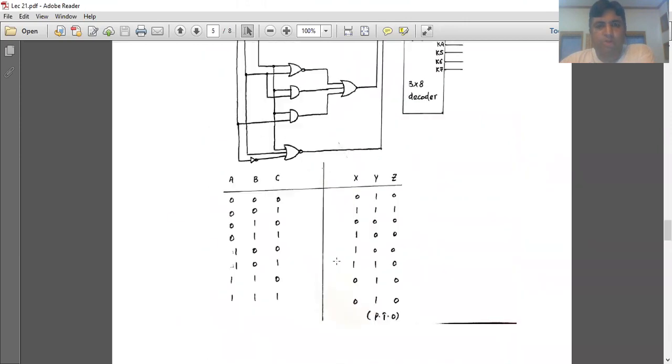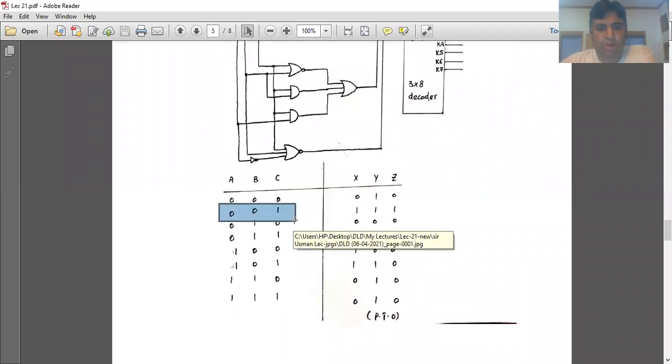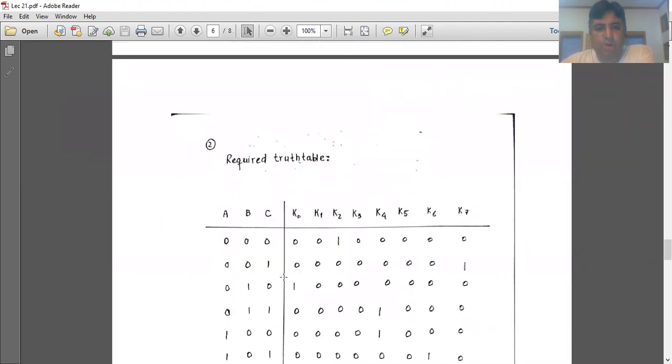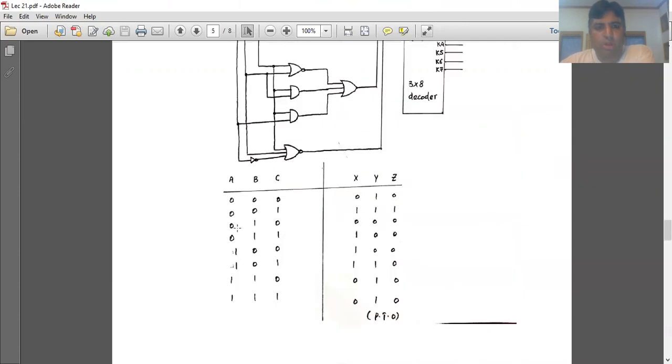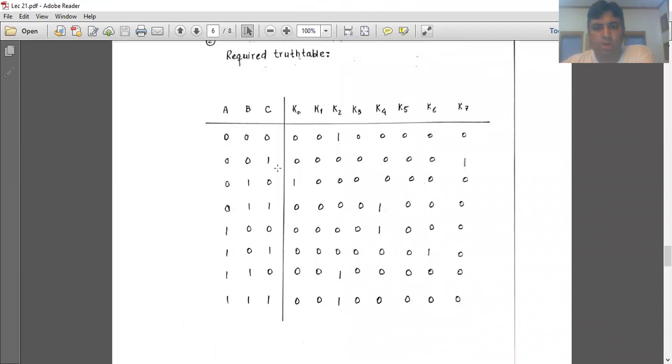And K2 becomes 1. If you analyze all the other combinations, say A = 0, B = 0, and C = 1 generates X = 1, Y = 1, Z = 1. This is binary 7. So in the second case, 001, we will have K7 equal to 1. Similarly, in the third case, A = 0, B = 1, C = 0 generates X = 0, Y = 0, Z = 0. This is binary 0. So K0 will be equal to 1.